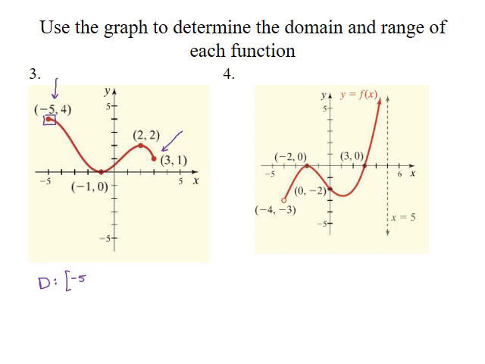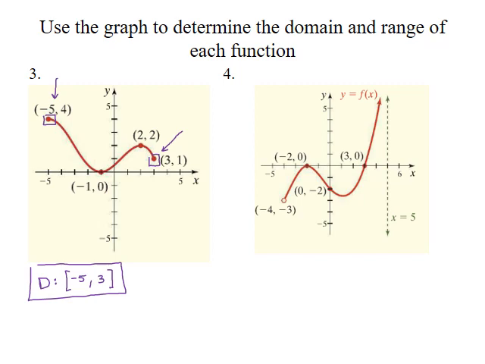And then if you look to the right, because the x-axis runs left and right, the furthest right point would be the point (3, 1), which has an x value of 3. It's also a closed circle, so I'll use a bracket. That means the domain of this function is from -5 to 3.